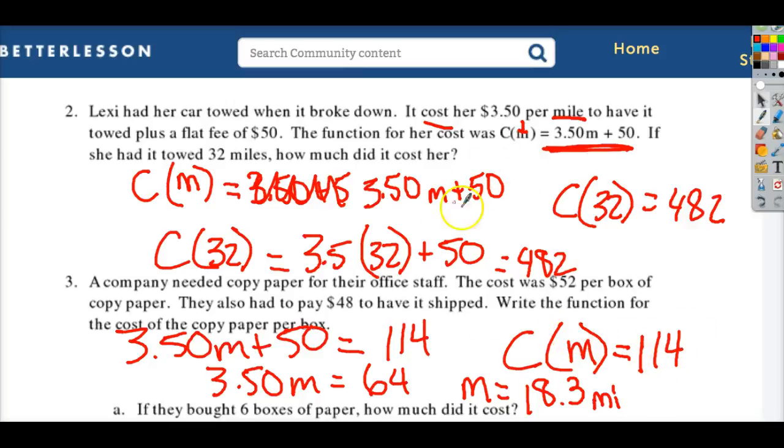Or how many miles can you get towed for $114? That's about 18.3 miles. So again, you would say C of 18.3 is 114. The cost of being towed 18.3 miles is $114. All right, I hope that makes a little more sense for you.